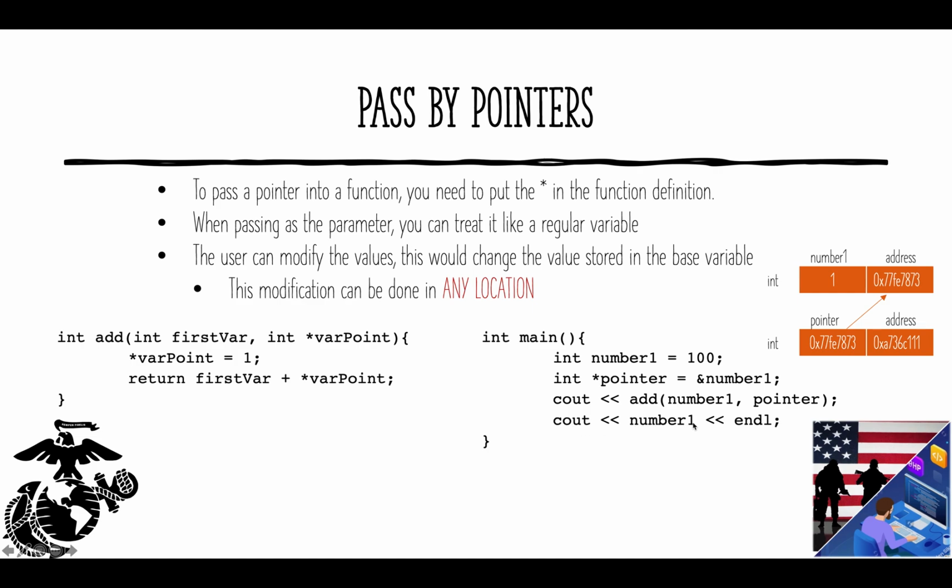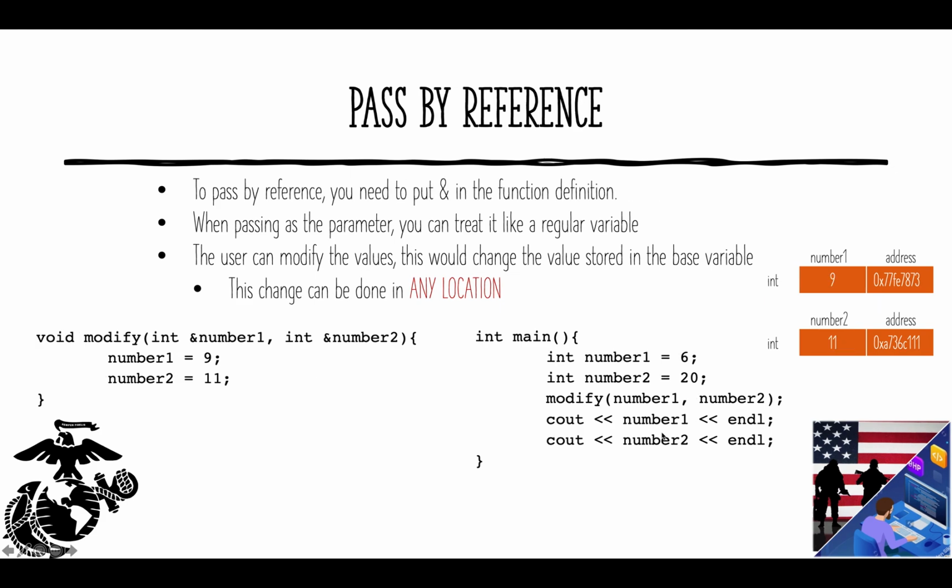Next, I'm going to cout number 1. Cout number 1 does not hold the value of 100 anymore because that got changed here, so that will cout the value of 1. Next is a pass by reference. To pass by reference, you need to put an ampersand in the function definition, and when passing as a parameter, you can treat it like it's a regular variable.